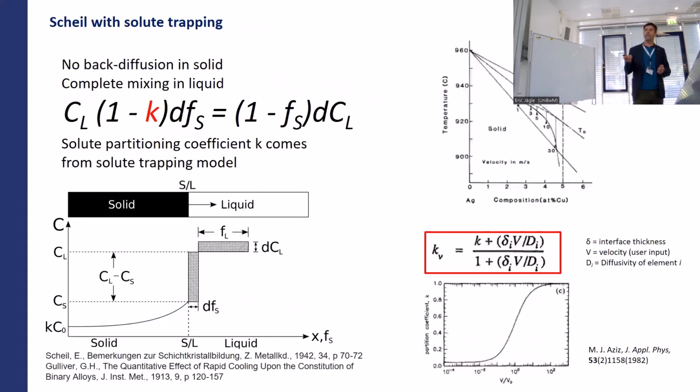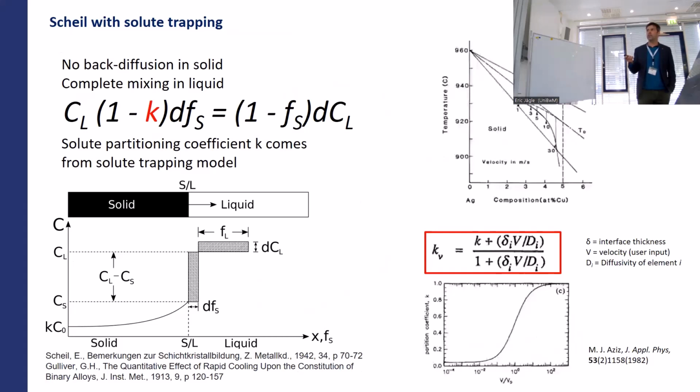And for that, we have to dive very slightly into the equations behind solute trapping. And basically what the solute trapping model does, it modifies the K here, the partitioning coefficient in the Scheil equation, modifies K.